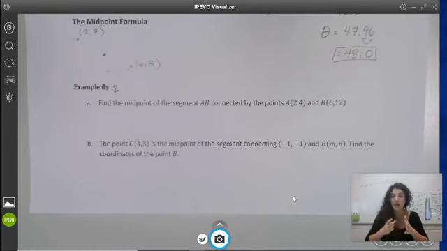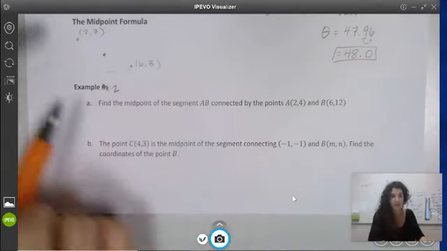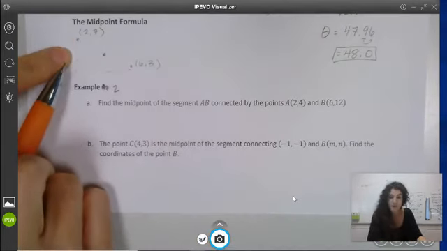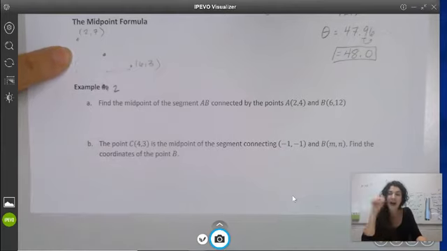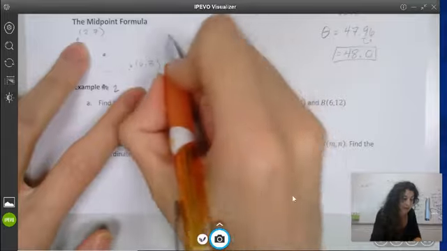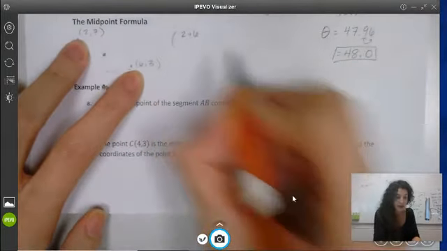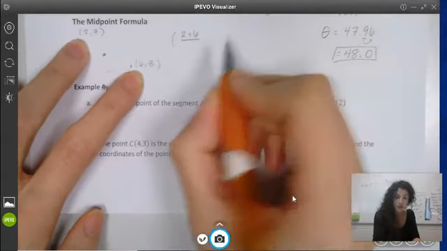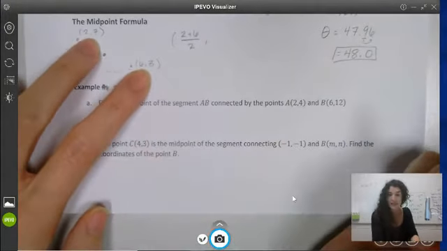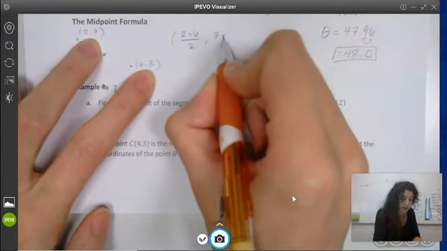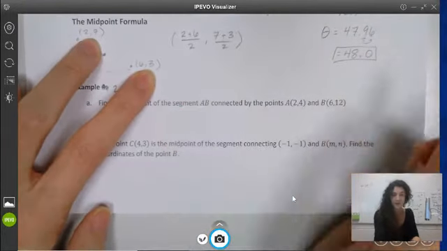The mid value is the average of those values. So if we're trying to go in the middle of our x values and in the middle of our y values, we're really just finding the average of our x values and the average of our y values. Finding the midpoint is just finding the average of your point. So if I were to find the average of the x values, 2 and 6, I would add them together and then divide by how many I added, which is 2. Same with my y values, 7 plus 3 divided by 2.